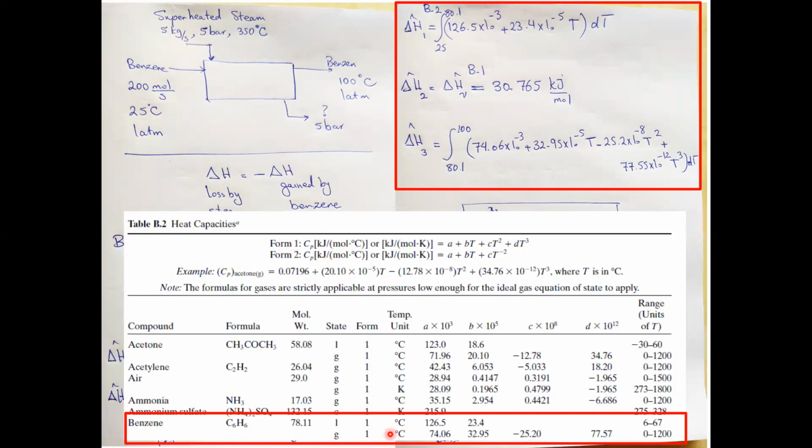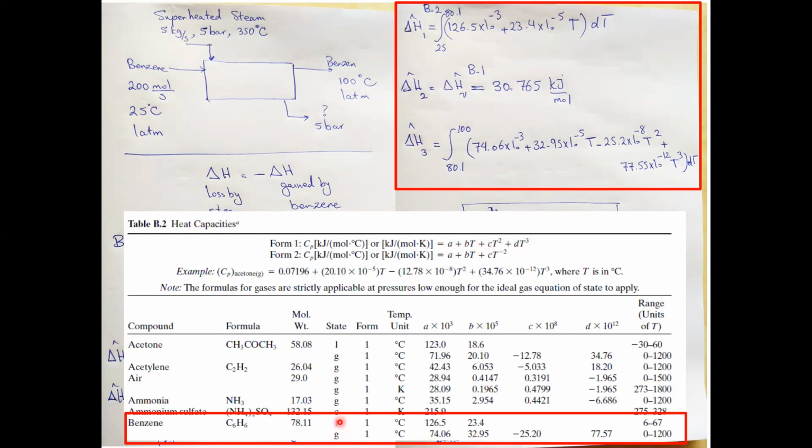So it already gives you if it is liquid, if it is gas. For us, we need both liquid and gas, because in the first stage, it is in liquid form. In the last stage, it is in gas form. So you have to just write the formula of CP. How do you write the formula of CP? Based on this, because it is form 1: A plus BT plus CT2 plus DT3.